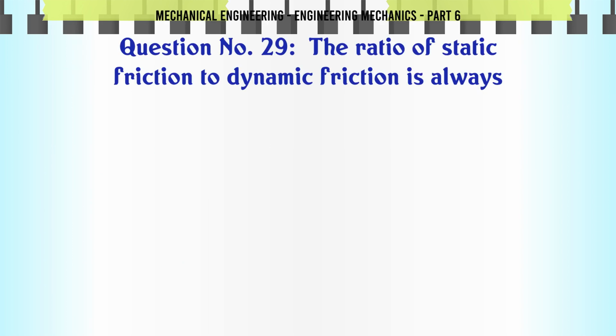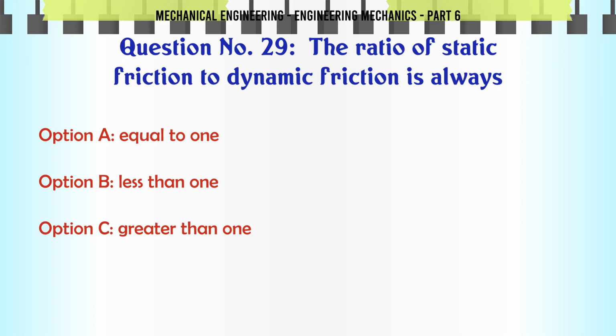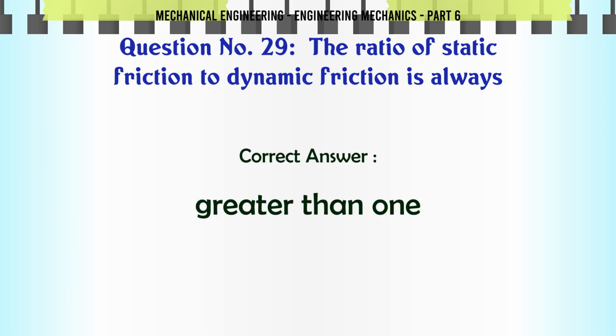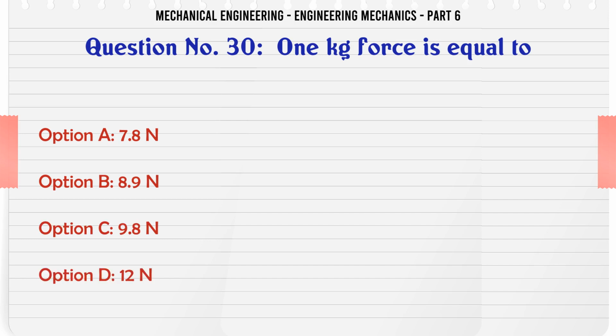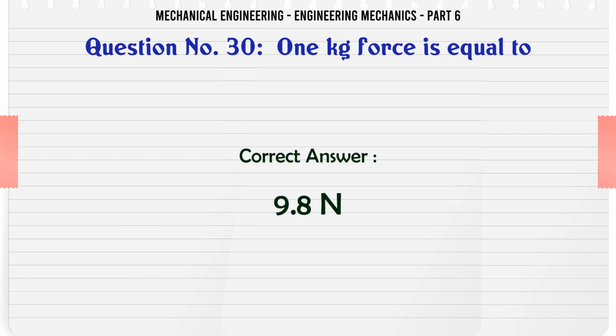The ratio of static friction to dynamic friction is always A. equal to 1, B. less than 1, C. greater than 1, D. none of these. The correct answer is greater than 1. 1 kg force is equal to A. 7.8 N, B. 8.9 N, C. 9.8 N, D. 12 N. The correct answer is 9.8 N.